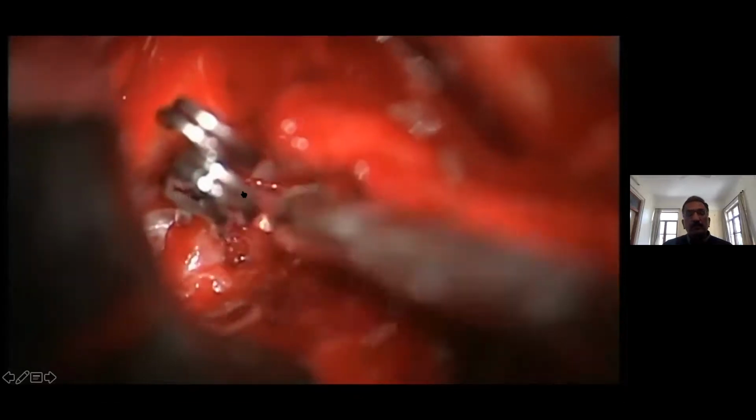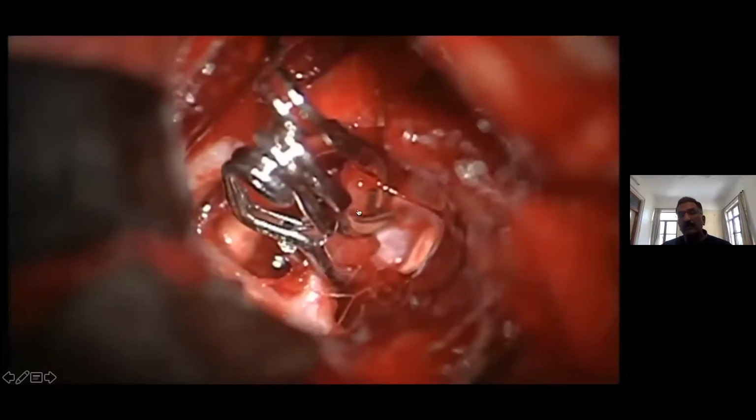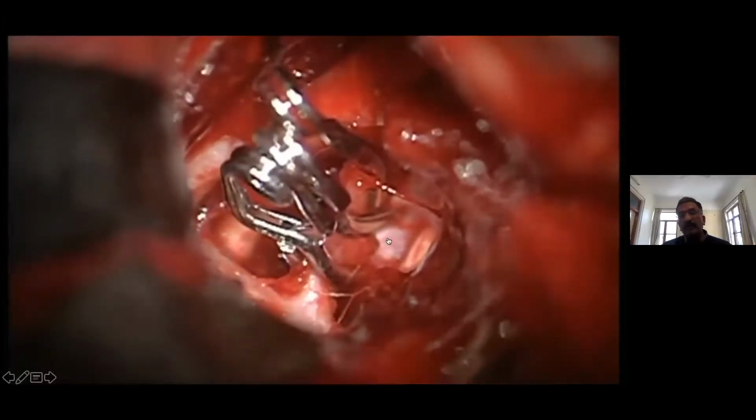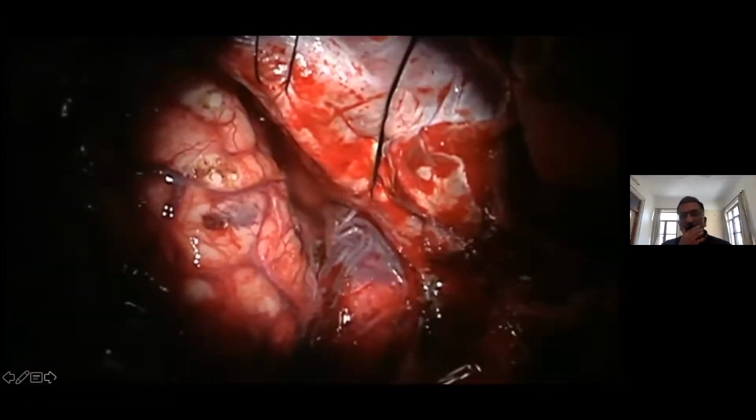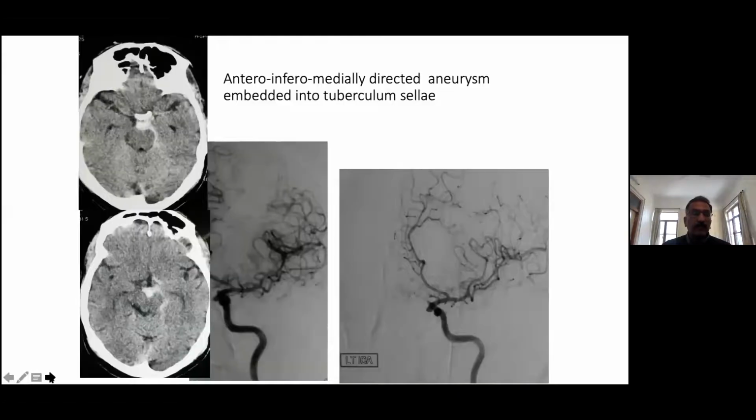You can see that with right angle clips, we just preserve the lumen, and so you see the lumen is preserved here, and lumen is preserved, and then we remove the proximal and distal clips, and this patient did reasonably well. This is another aneurysm, and here this aneurysm had a very interesting direction.